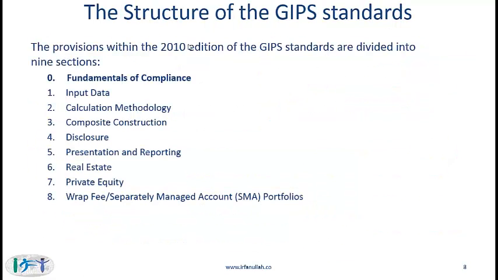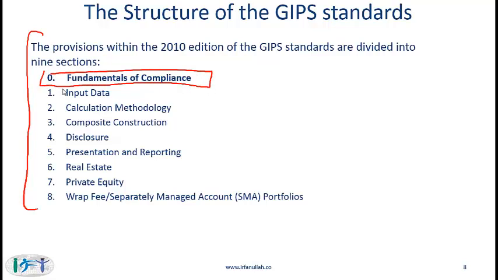The structure of the GIPS standards has been discussed briefly in the previous reading. What we will do now is focus on Standard 0, Fundamentals of Compliance. This is required. For the remaining standards, what we will do is just go over the descriptions, and that's all you need to know at level 1.